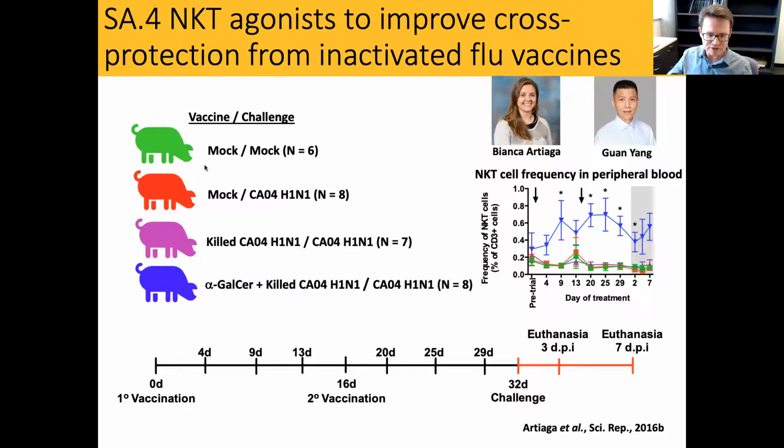Here are our treatment groups. So we have pigs that were mock vaccinated and mock challenged, negative controls, and then challenged, but without any vaccine, positive control. And then the purple pigs, these are pigs that were vaccinated with pandemic H1N1 virus and challenged with the same virus. And then the fourth group is just like the third group, except that it was adjuvanted with alpha-GalCer. And the pigs got 2 vaccines, 16 days apart, and then 16 days later they were challenged. And you can see it's only the pigs that were vaccinated with alpha-GalCer that have a big increase in their circulating levels of NKT cells, indicating that they were indeed activated.